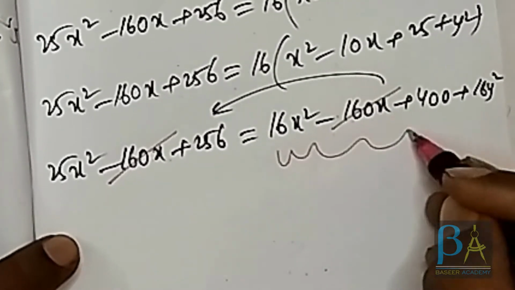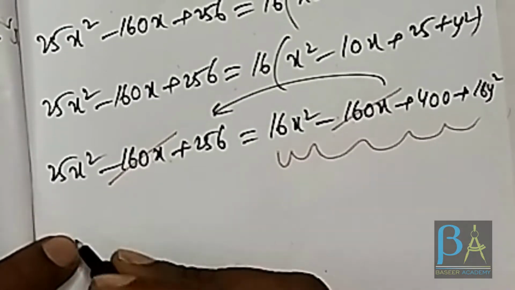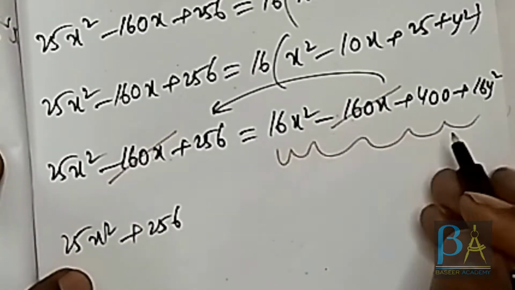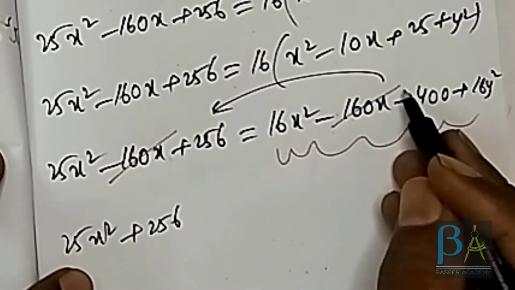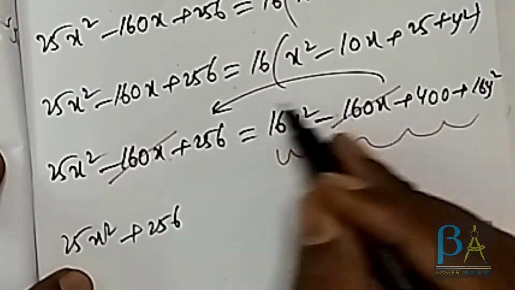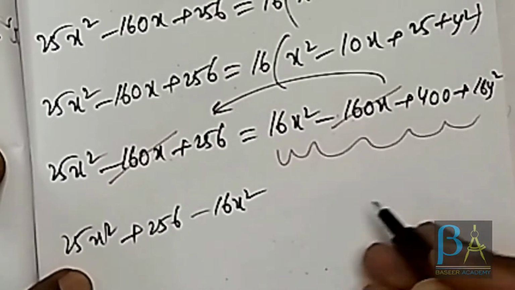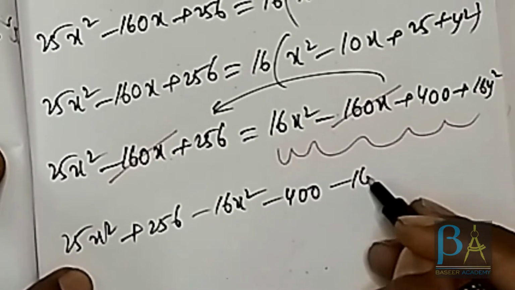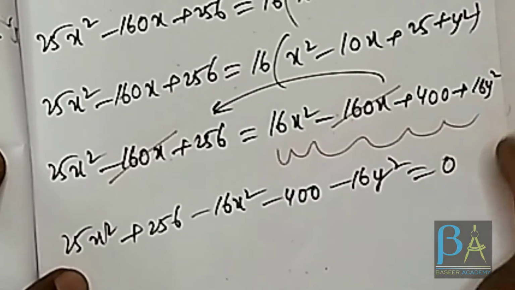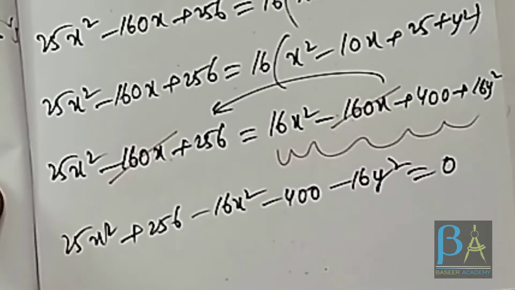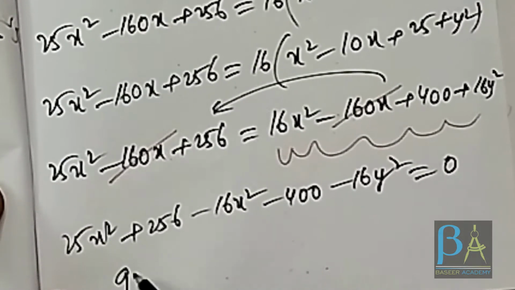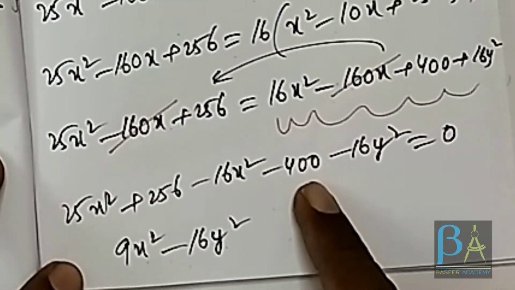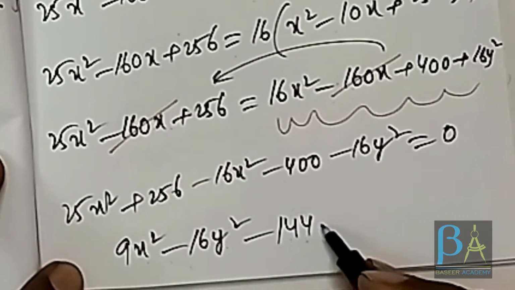Right, so let me transpose all of this to the left hand side. So 25x square plus 256, I'm writing these numbers from the left hand side as it is, and now the right hand side numbers I'm going to transpose and change the sign. Plus 16x square becomes minus 16x square, plus 400 becomes minus 400, plus 16y square becomes minus 16y square. On the right hand side now nothing is remaining, so you have a 0 there. 25x square minus 16x square is 9x square minus 16y square. 256 minus 400 gives us minus 144.